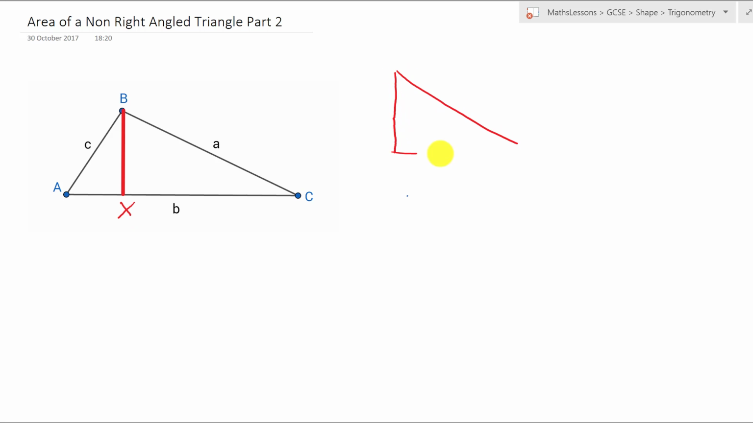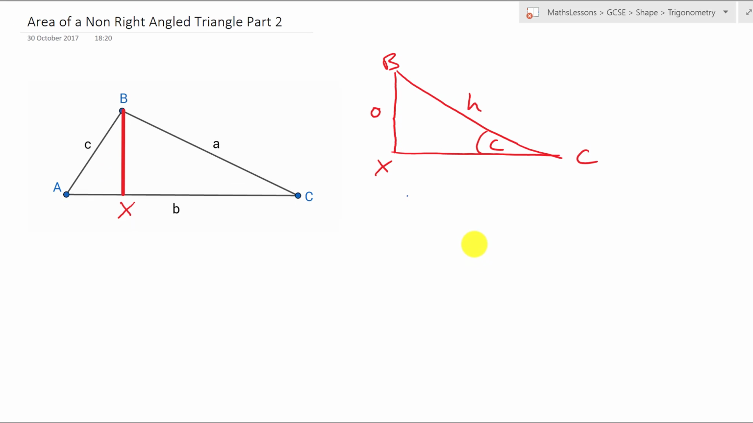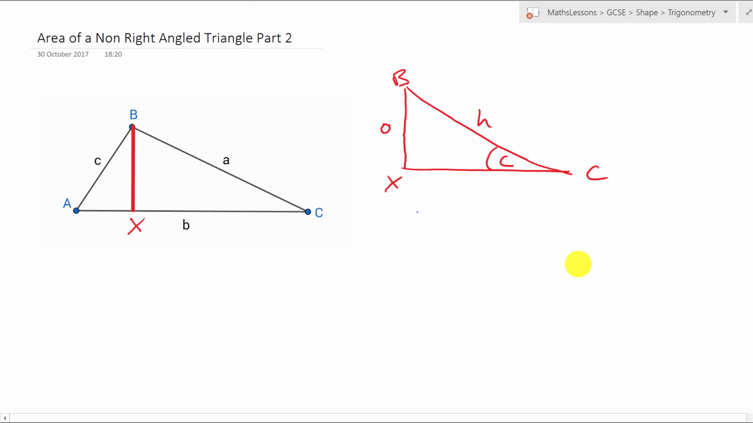So here's our right angled triangle. There's C, there's B, there's X. We're going to imagine we know this angle. Remember, we're going to call this angle C from now on. This side is the opposite, and this is the hypotenuse. And we've got the base here, which we don't know for this triangle. The hypotenuse is equal to a, and we'd normally be given a in this question.